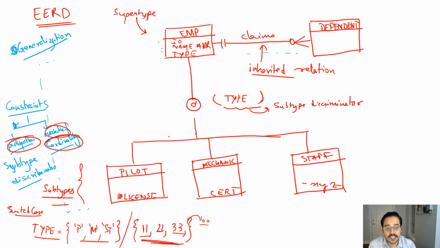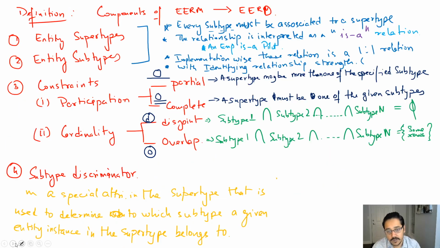So if that is the case, then your participation is going to be partial. If that is not the case, then your participation is going to be complete. Okay, so that is basically the idea behind EERD's specialization and generalization. So let's look at another example.